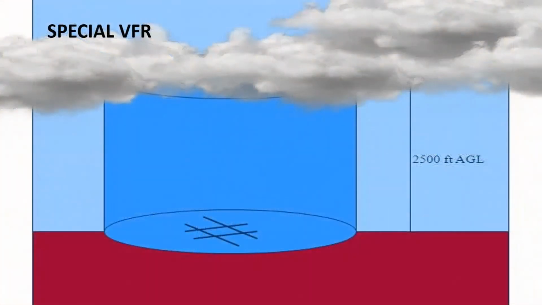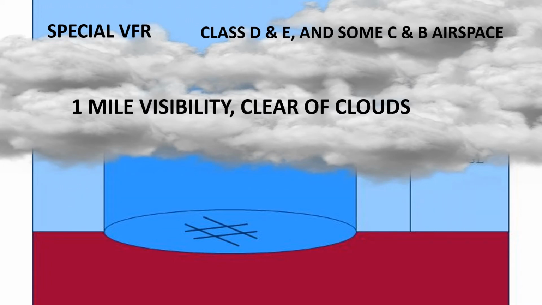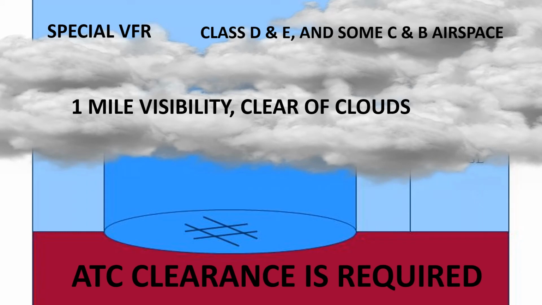So with that in mind, let's talk a little bit about special VFR. What does that do for me? Well, in daylight hours and in nighttime hours, if you have an instrument rating, with a special VFR, you may operate in Class D and E airspace, as well as some Class C and B, with 1 mile visibility and remaining clear of clouds. You must have ATC clearance to do this, and you must have an instrument rating in order to get a special VFR if operating at night.